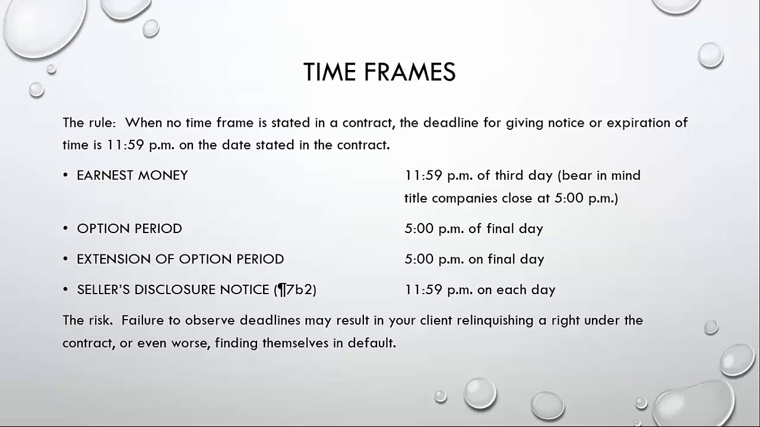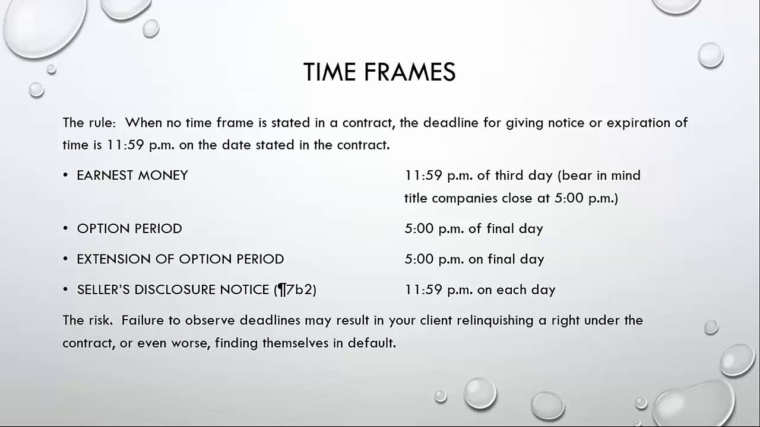There was an article that came out from Texas Realtors not too long ago, and it made it very clear that when no time frame is stated in a contract, the deadline for giving notice or expiration time is 11:59 on the date stated in the contract. Let's take a look at that, whatever that means.